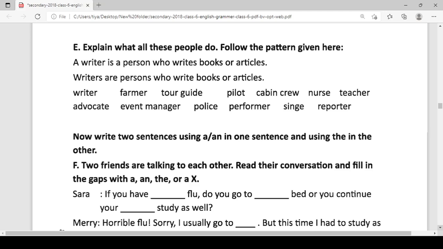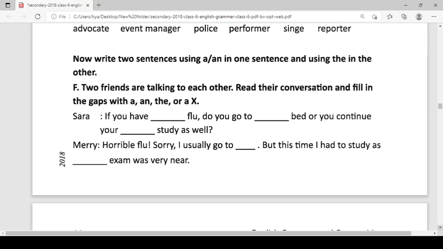examples. Now write two sentences using A or an in one sentence, and using the in the other. So just skip this exercise, and if you want to do it, you can do it. Okay, two friends are talking to each other. Read their conversation and fill in the gaps with A, an, or the, or a cross. Okay, just have a look at this exercise also.